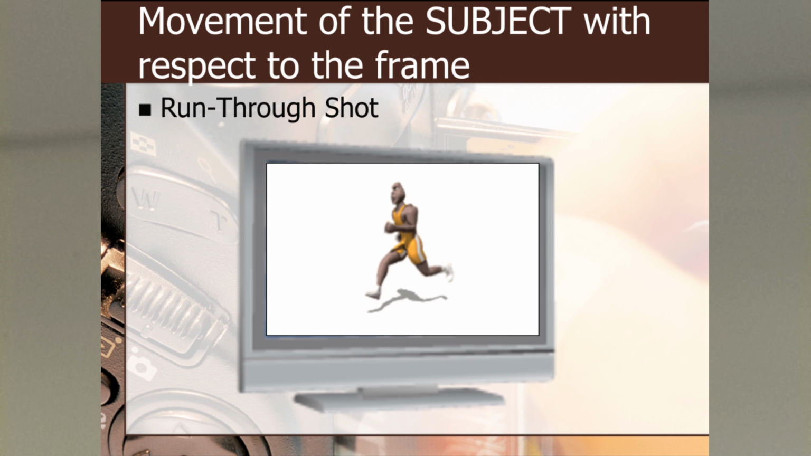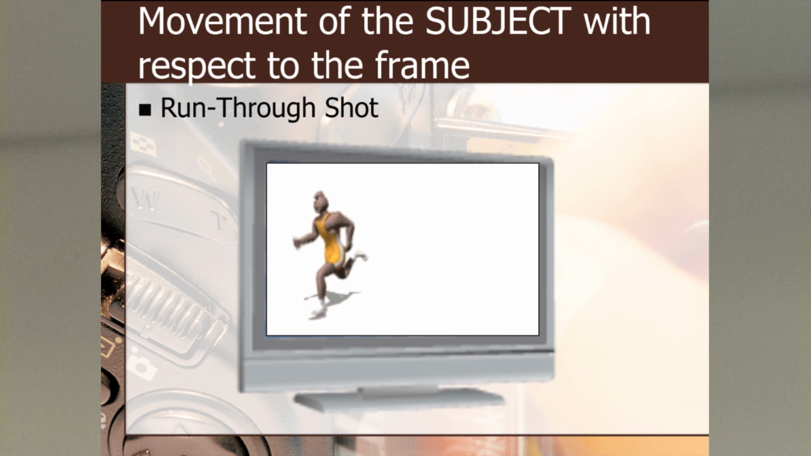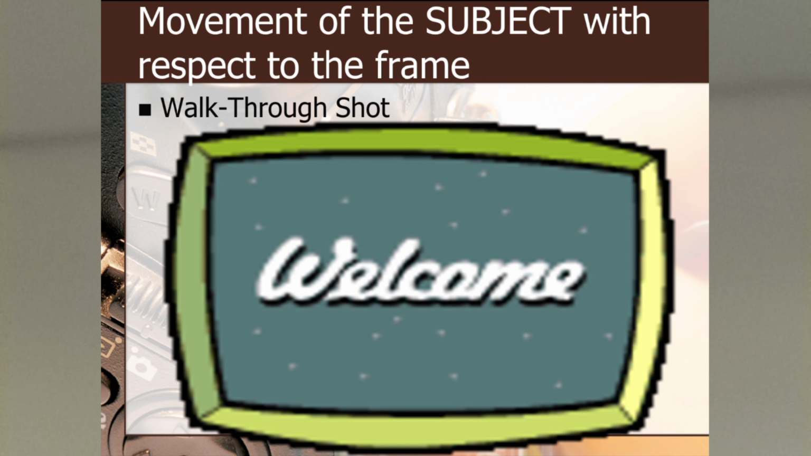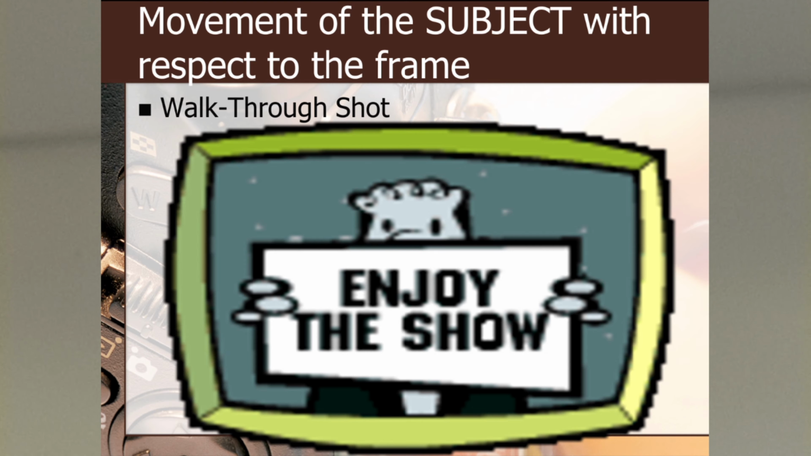Nowadays, we use drones to do this up to the extent of taking an aerial shot. Run through shot. It's when the subject is running through a frame of shot. Similarly, the walk through shot is when the subject is walking through a frame of shot. And also, the fall through shot when the subject is falling into a frame of shot.